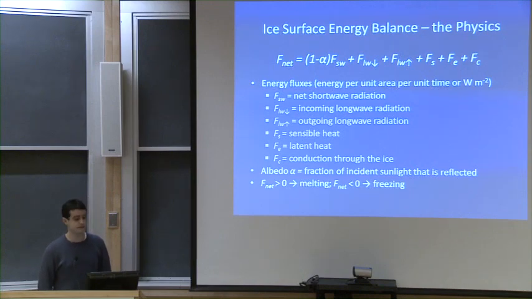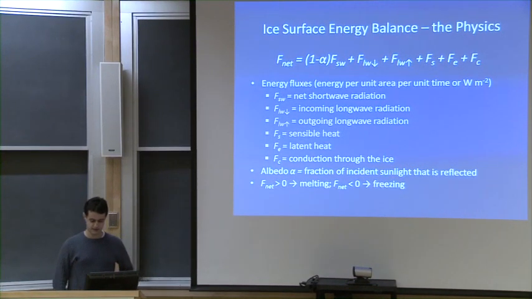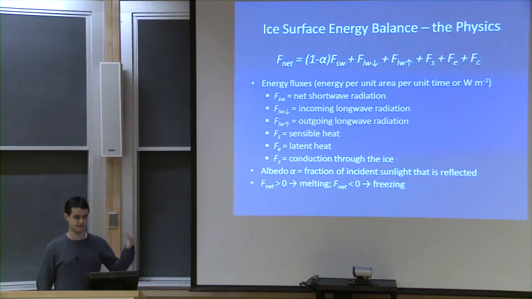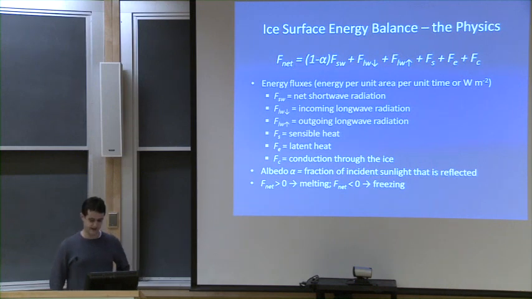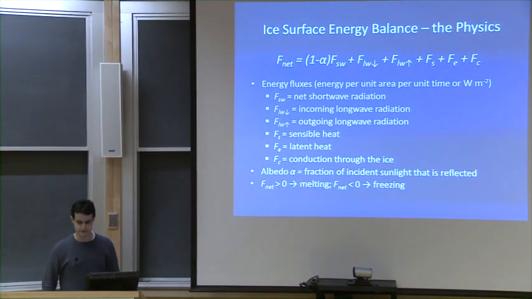F sub S is the sensible heat, which is basically the heat exchange between the ice and the atmosphere above it. F sub E is the latent heat, or the heat of evaporation. And finally, F sub C is the conduction heat flux, which is basically the heat flow between the surface of the ice and the bottom layers, which may be at a different temperature. So as I said, we add up all these terms, which may be positive or negative, and we get the net energy balance. If that's positive, then the ice is going to melt on the surface, and if that is negative, it's going to freeze or just not melt.